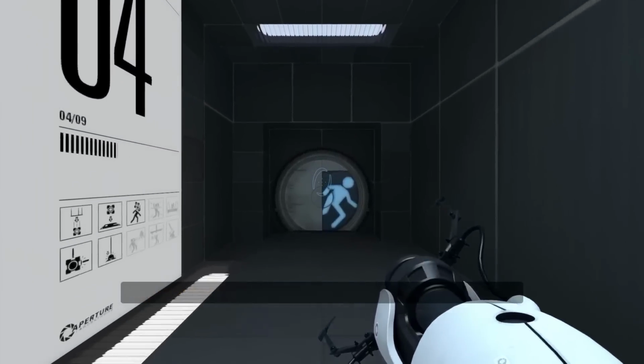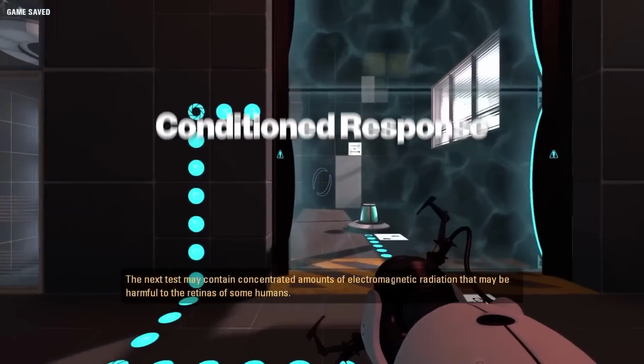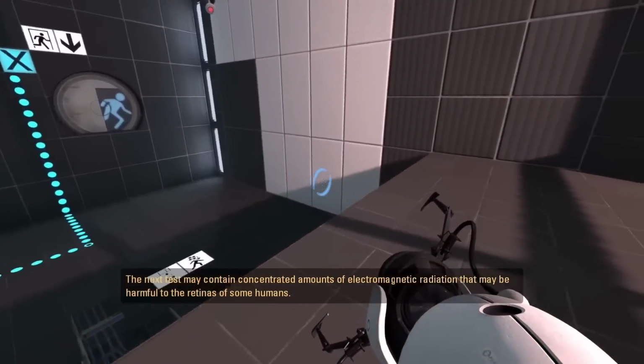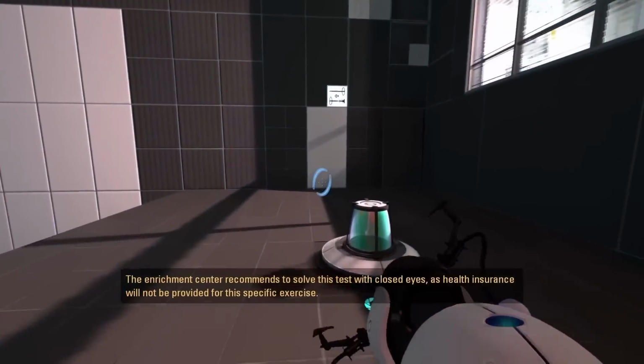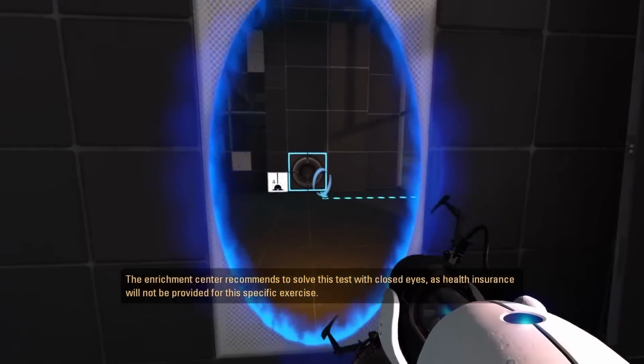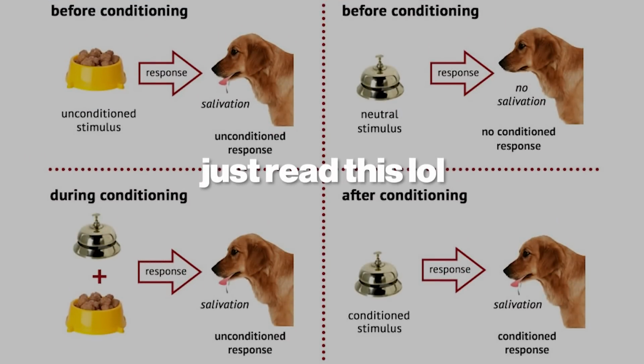The response that occurs in reaction to the conditioned stimulus is known as the conditioned response. This response is learned through the process of association. In Pavlov's experiments, the dog's salivation in response to the bell, even when no food was presented, is an example of a conditioned response. This response is similar to the unconditioned response, but is triggered by the conditioned stimulus rather than the unconditioned stimulus. Okay, this is kind of confusing, but we're gonna get past it, guys.